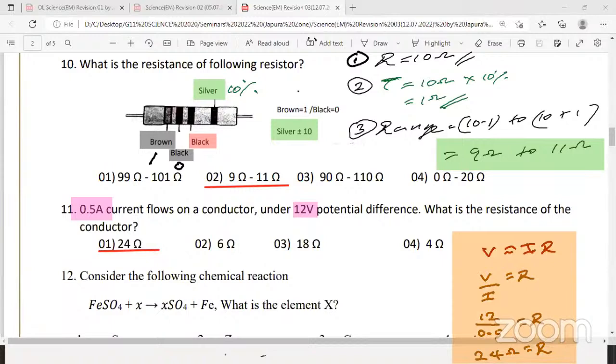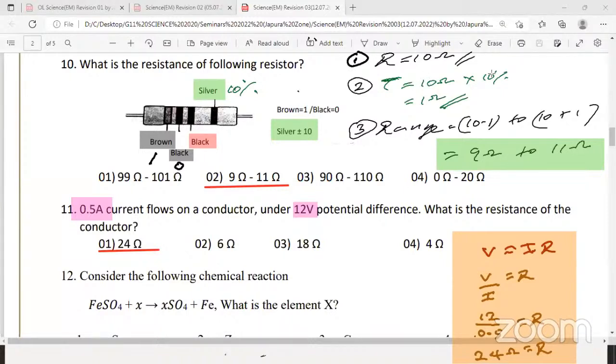Question number 12. 12th MCQ, consider the following chemical reaction. Shall I read the screen? Anyone still copying now? Raise the hand. Done? Did you all finish writing? The method is important, not only to mark the answer. You should know how to get the answer. The method you have to write, right? So you can keep a separate writing book for this.